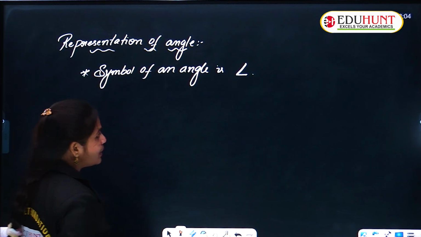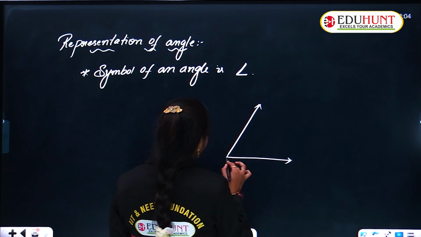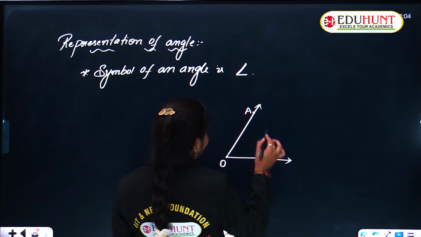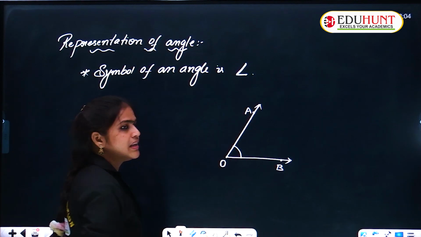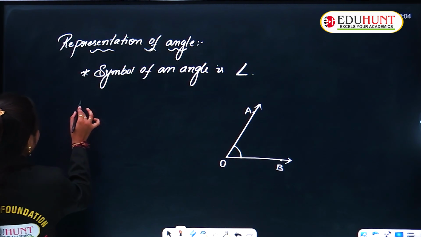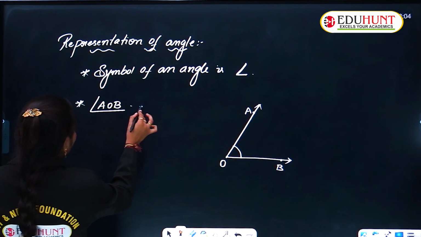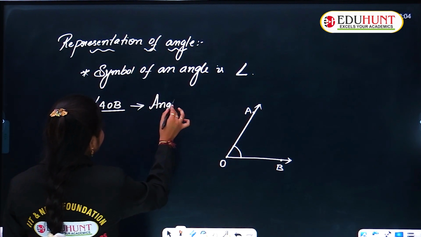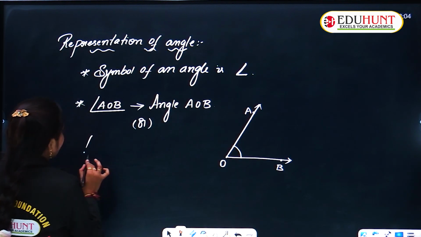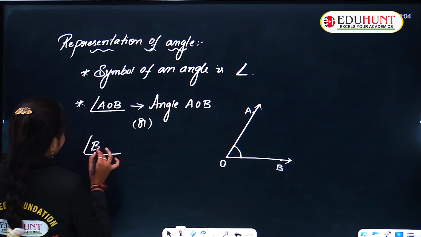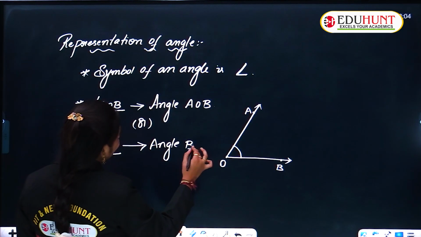Okay, and here how to represent it means, see here, this is that angle: OA, OB are the rays. Okay, ma? And here the union, this region is called that angle, no? Now here, how to represent it: this one is represented as angle AOB. Read this one as angle AOB or angle BOA. That one is also the same only. Read it as angle BOA.